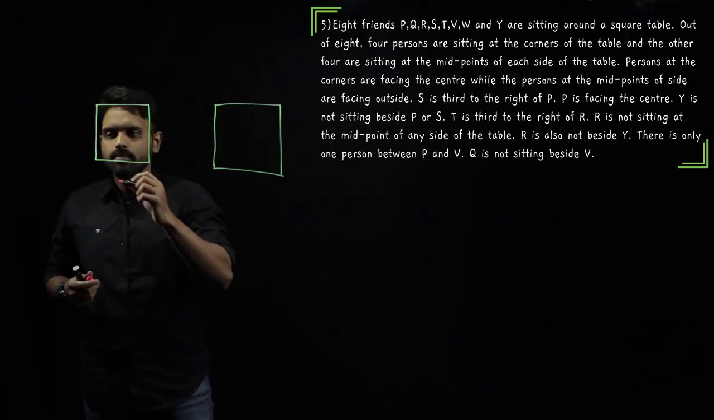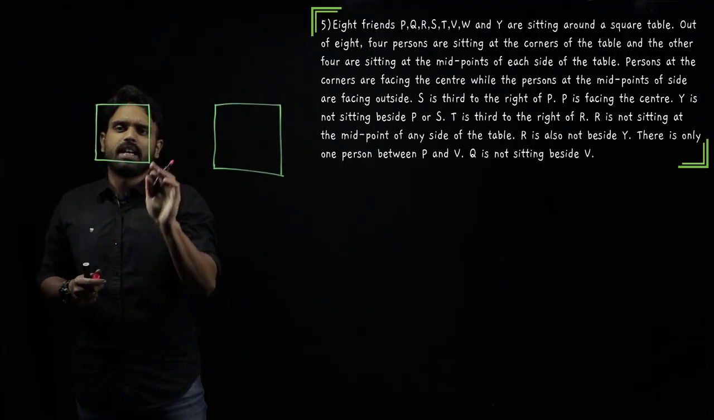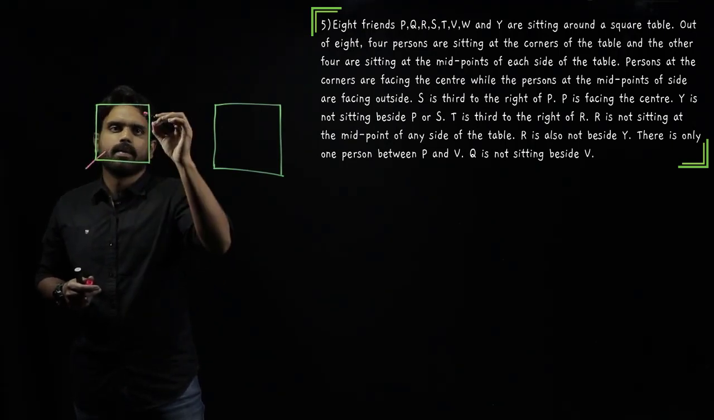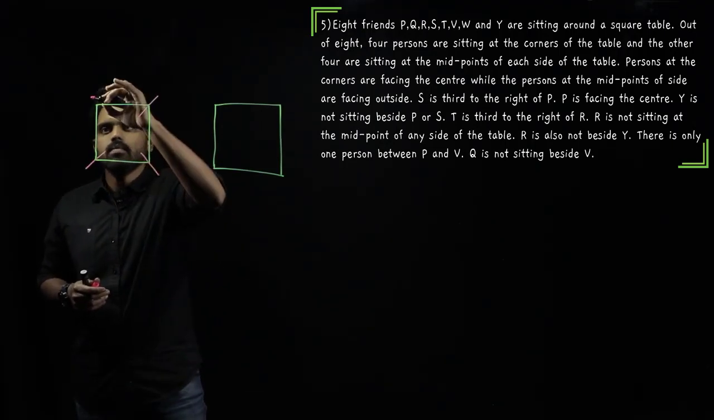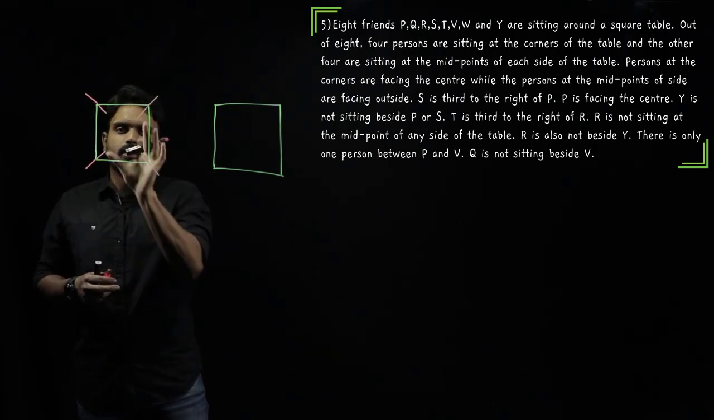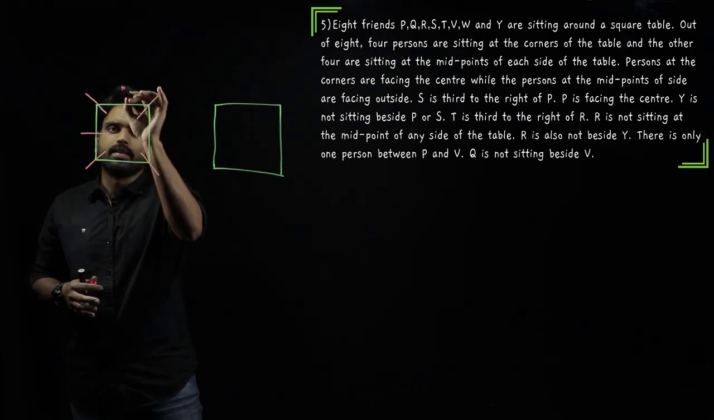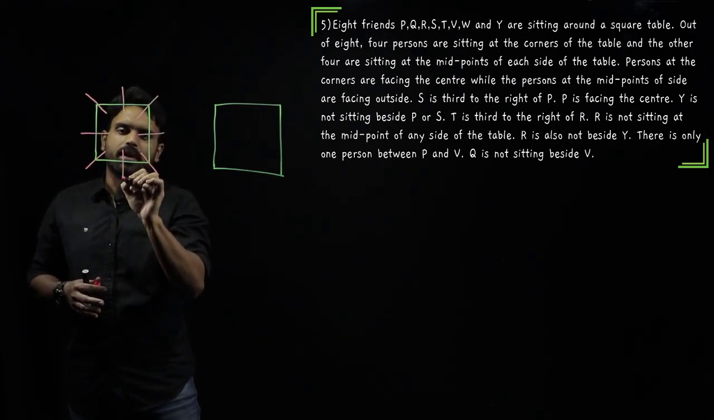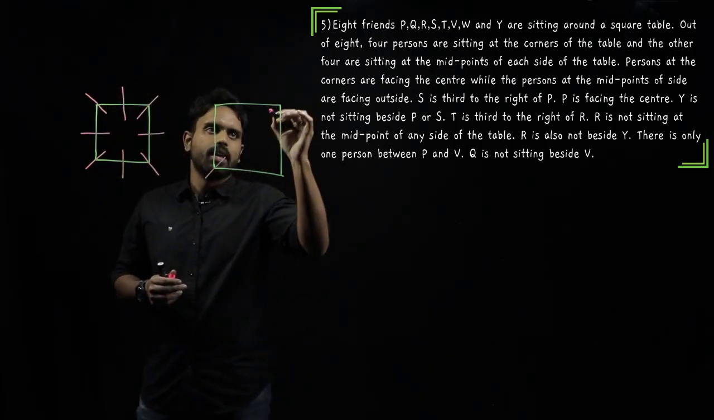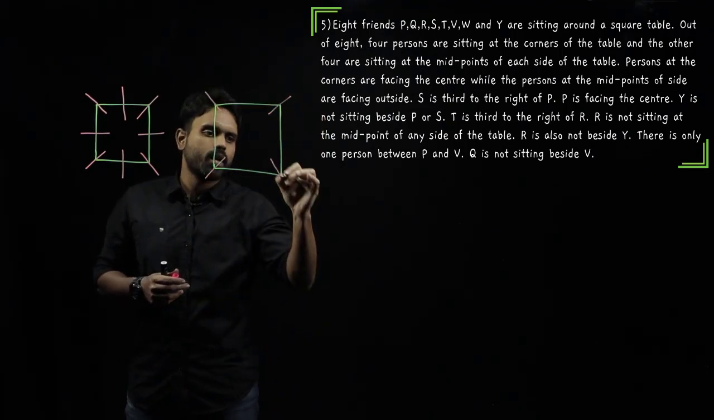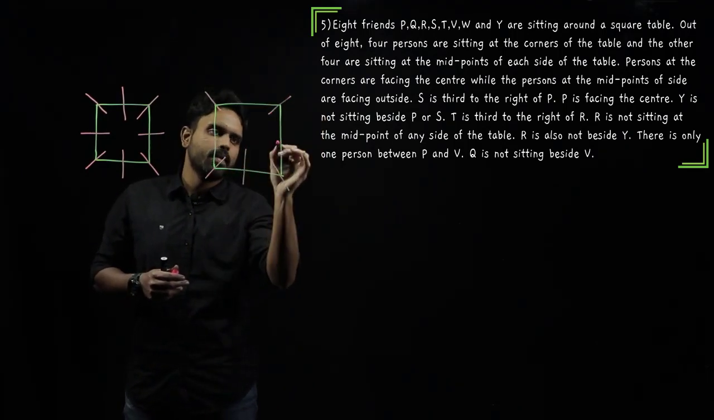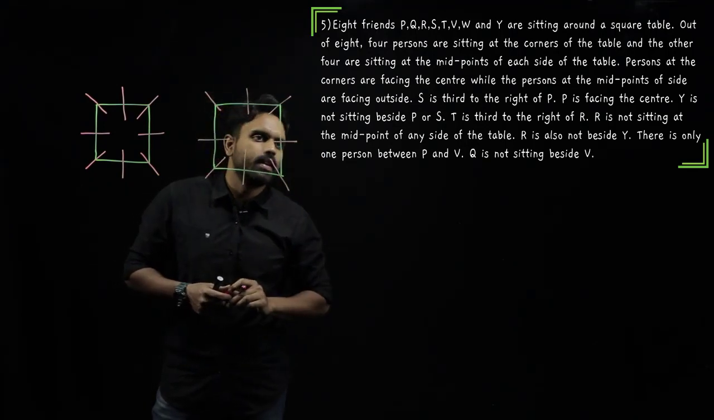मतलब क्या? मतलब ये है कि 4 people are sitting at the corners. These are the corners of the square. 4 people are sitting at the corners and 4 people are sitting at the midpoints. So similarly here as well, 4 people are sitting at the corners and 4 people are sitting at the midpoints of the sides of the table.